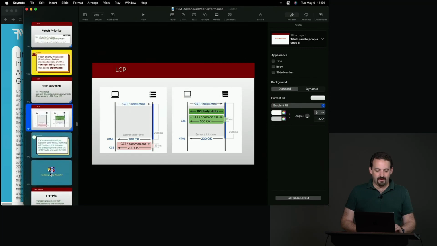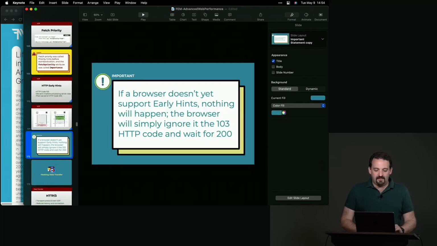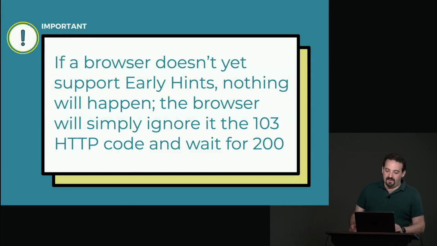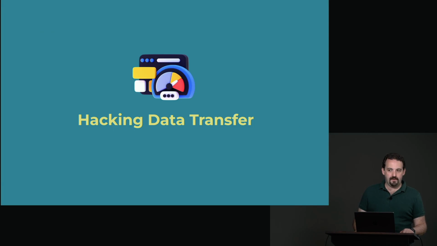Okay, cool. We already said that, but if a browser doesn't yet support early hints, nothing will happen. The browser will simply ignore it and wait for 200. It's the same HTTP connection, so over the same connection it's like a partial response. It's possible to do partial responses over the same HTTP response. Okay? Cool. Another section is hacking data transfer.